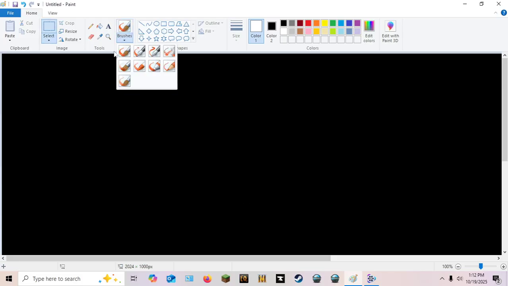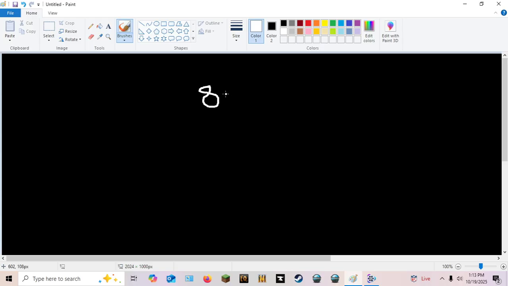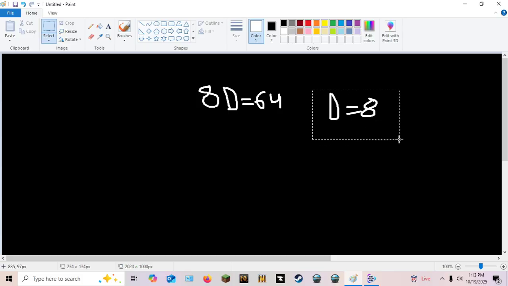Okay? Let's do a multiplication one. 8d is equal to 64. We know that d is 8, but how can I prove that? We need to get d by itself. So what is the opposite of multiplication? The opposite of multiplication is division. Okay? And the opposite of addition is subtraction.